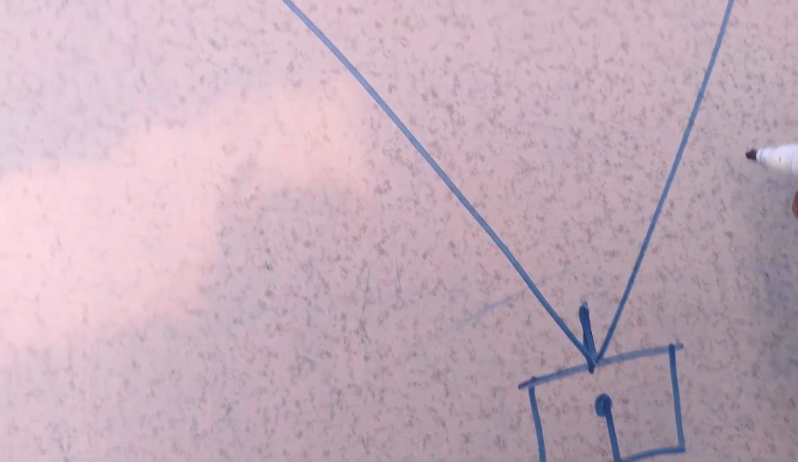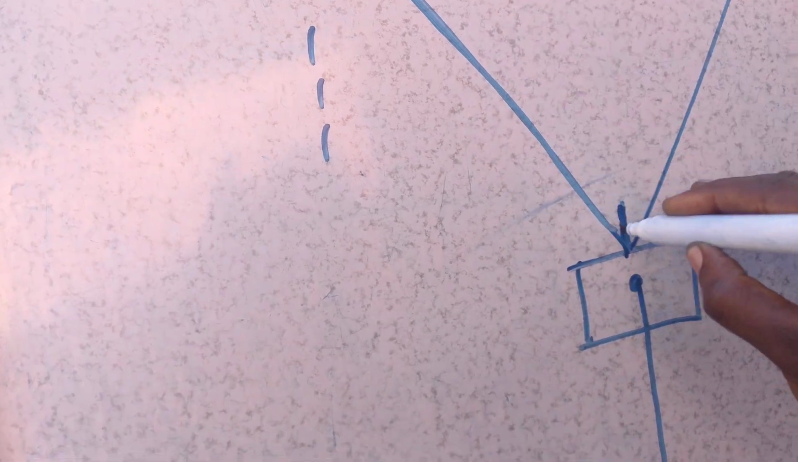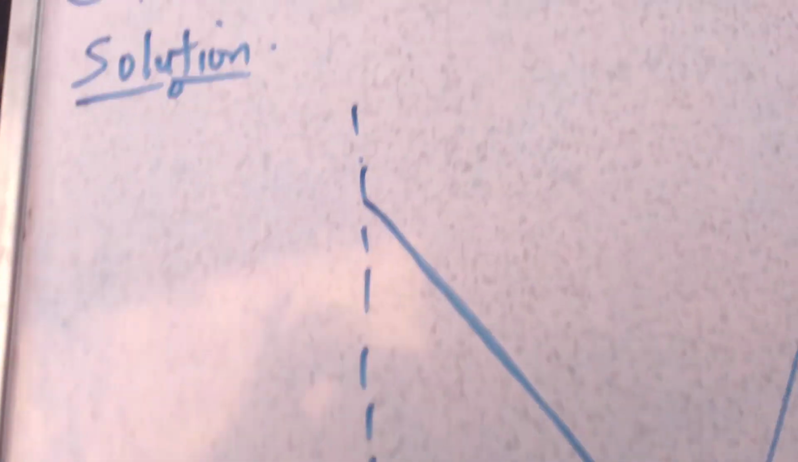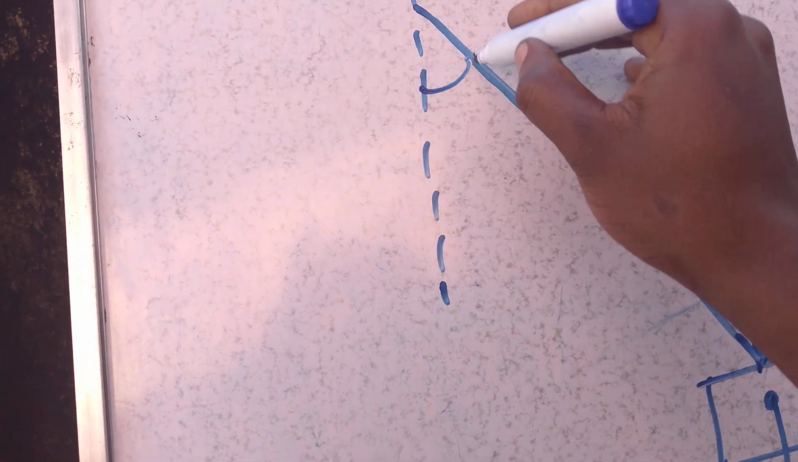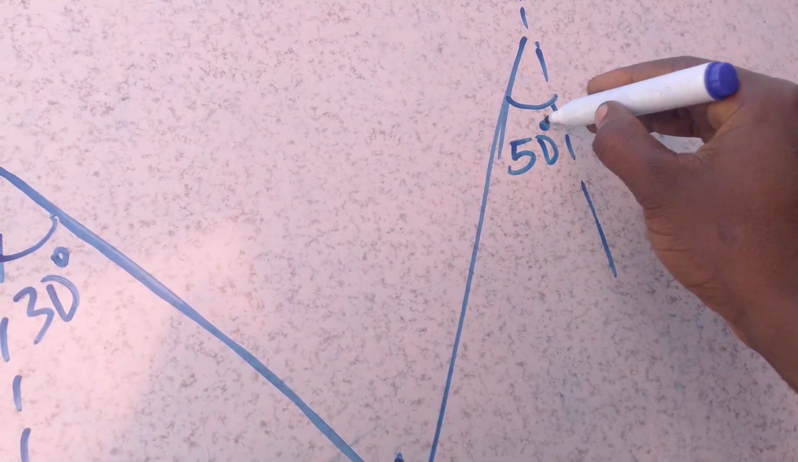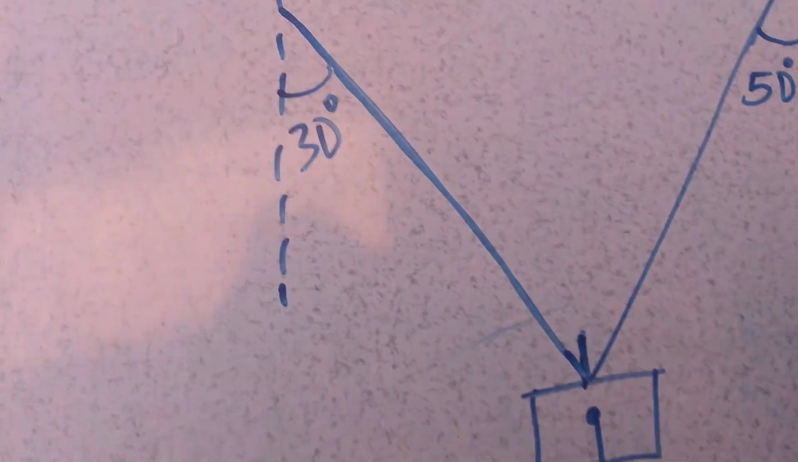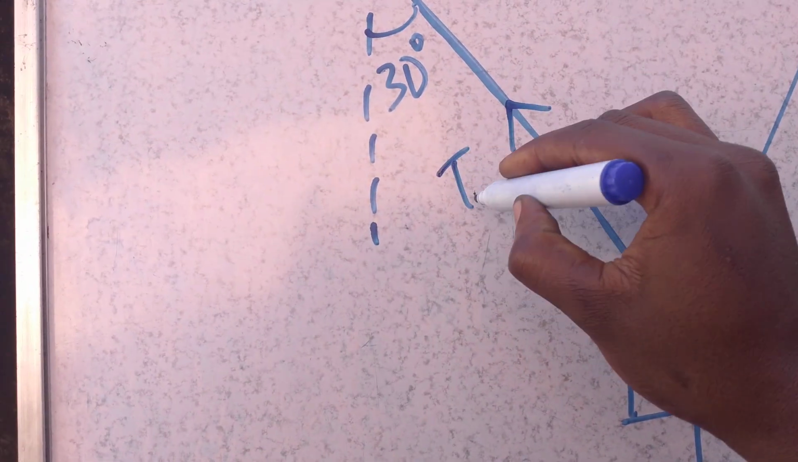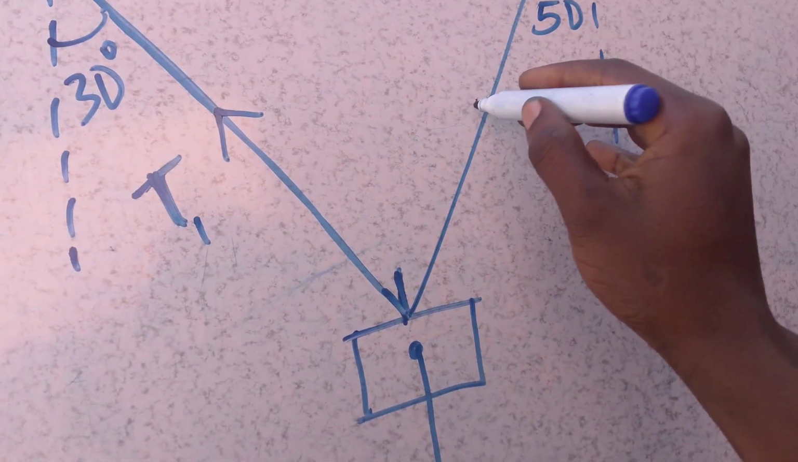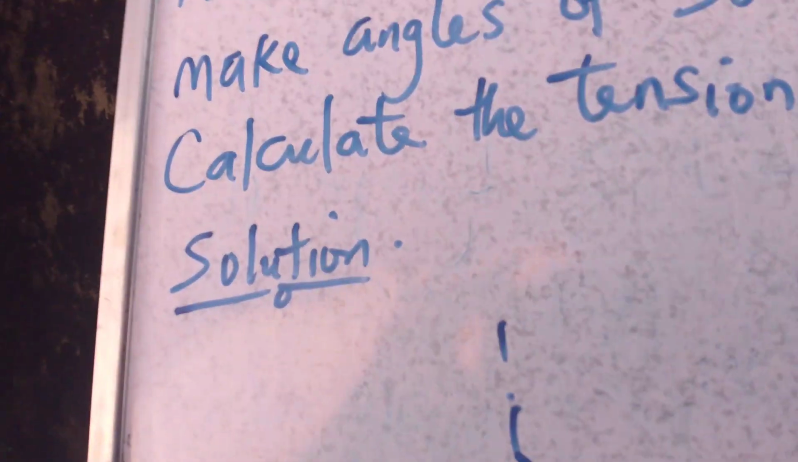These are the two cords, and each of them is inclined at an angle to the vertical. These are the two cords, at angles of 30 degrees and then 50 degrees to the vertical. So we're having something like this. So tension is acting in these cords, tension T1, and tension is also acting here. Call it tension T2. Okay, so that is it.